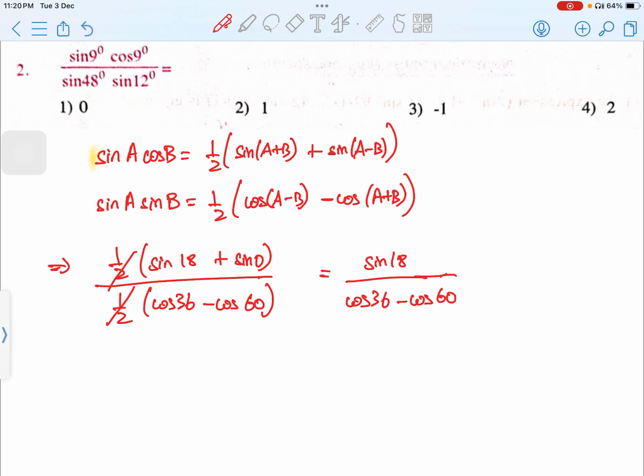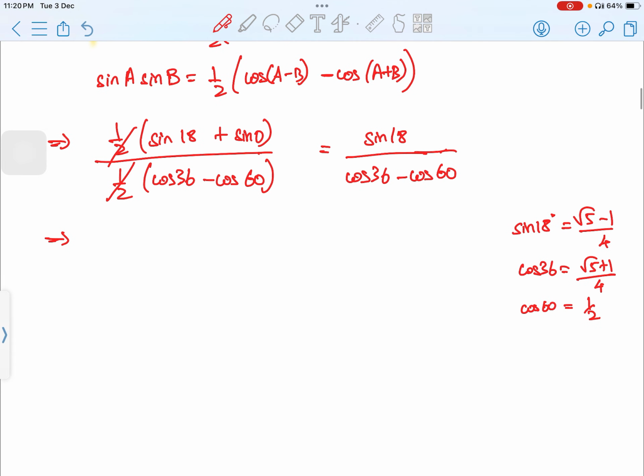So by this you can directly do it, because we know the value of sin 18 degree. Sin 18 degree is root 5 minus 1 by 4. You know the value of cos 36 also. Cos 36 is root 5 plus 1 by 4. And you know cos 60. Cos 60 means 1 by 2. So when you substitute, you will get root 5 minus 1 by 4 divided by root 5 plus 1 by 4 minus 1 by 2.